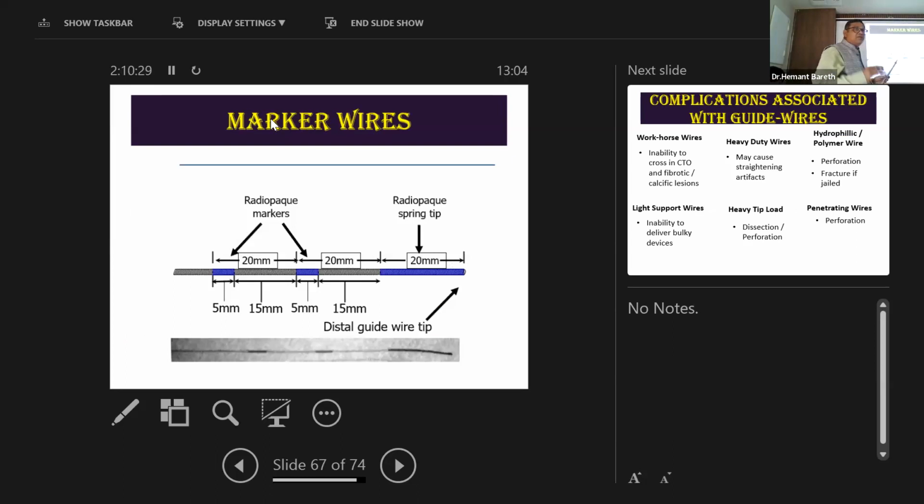Now, another thing is sometimes when you need to measure, so you have 2-3 lesions, you want to measure exactly how much length of the lesion is there. Then you have something called a marker wire. I just wanted to let you know that this wire, as you can see, there is a marker here. The marker is 5 millimeter in length, and 15 millimeter non-marker area, then another 5 millimeter length, then 15 millimeter, and then 20 millimeter marker. So this marker wire you can use in a vessel with multiple lesions, and you can measure those lesion lengths and then appropriately select your stent.